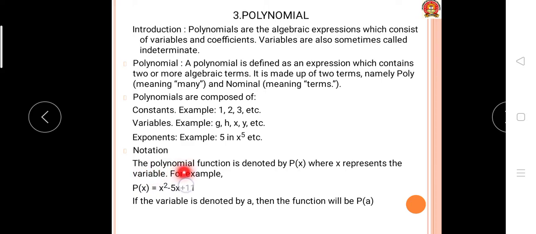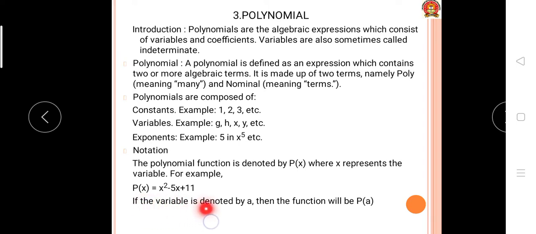Now see, the polynomial function is denoted by p of x. It means polynomial in x. Here x is the variable. For example, x square minus 5x plus 11. So this is a polynomial? Yes. How many terms are there? 1, 2, 3. According to the terms, which variable is used? x. And therefore this polynomial is represented by the notation p of x. How to read it? Again I am reading p of x.